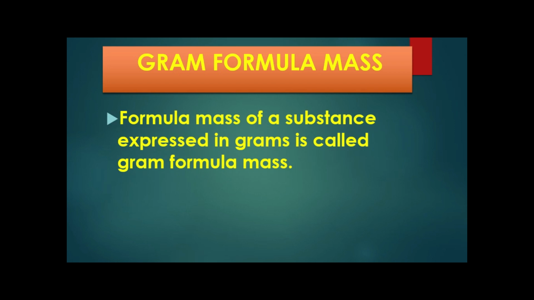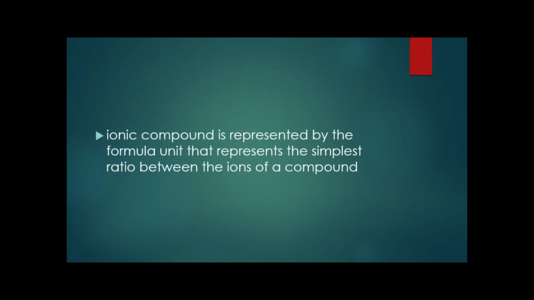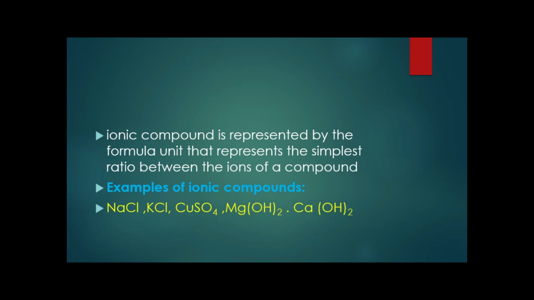Now gram formula mass. Formula mass of a substance expressed in grams is called gram formula mass. Ionic compounds are represented by the formula unit that represents the simplest ratio between the ions of a compound. Examples of ionic compounds: sodium chloride, potassium chloride, copper sulfate, magnesium hydroxide, calcium hydroxide, and so on. These are the examples of ionic compounds.